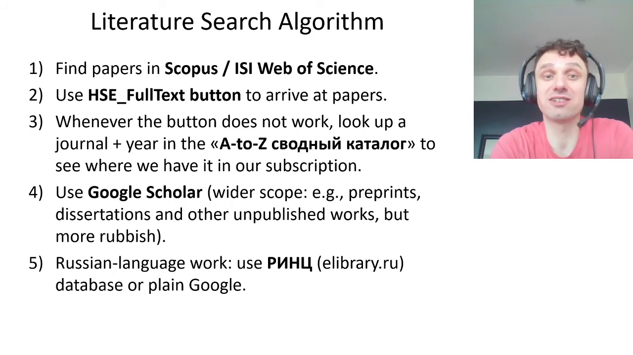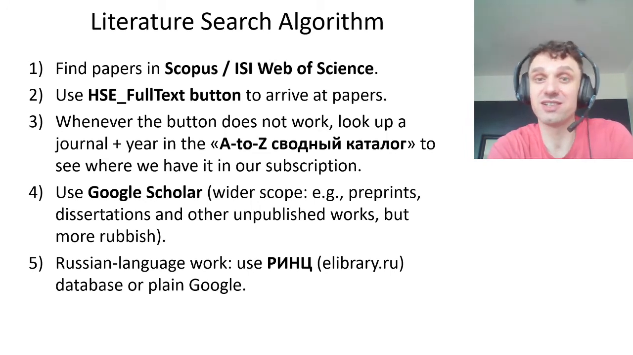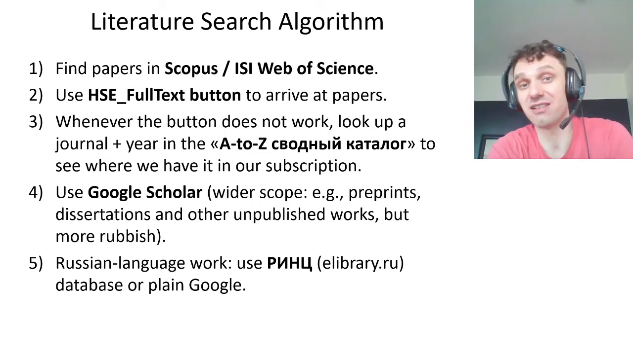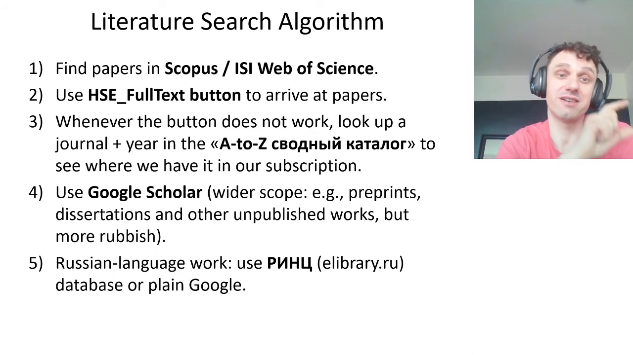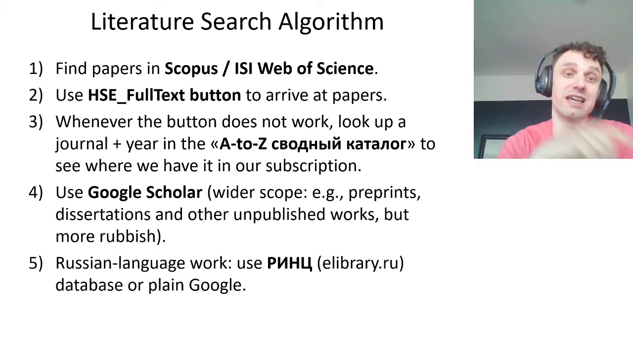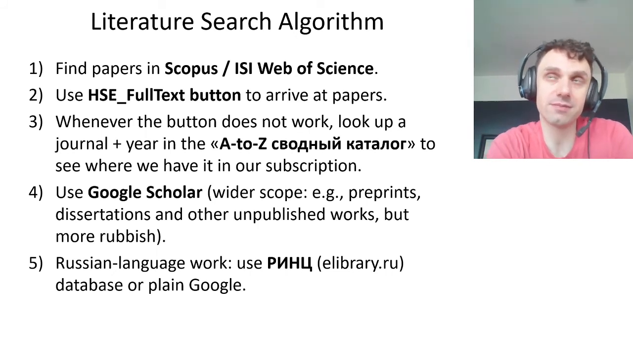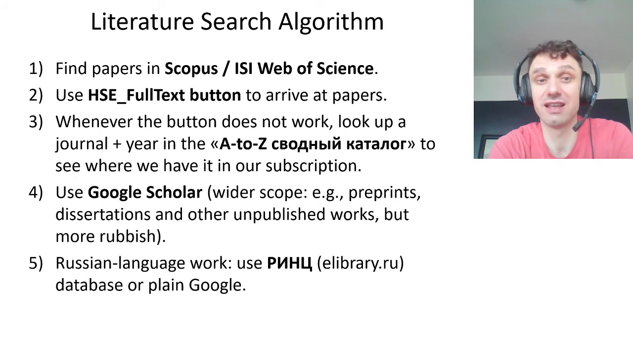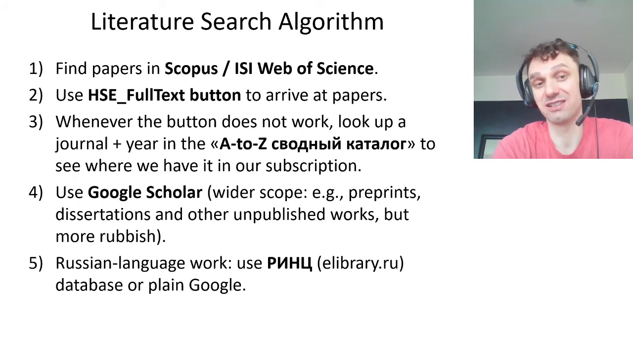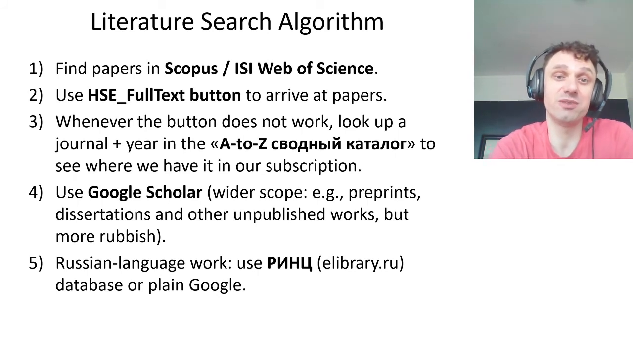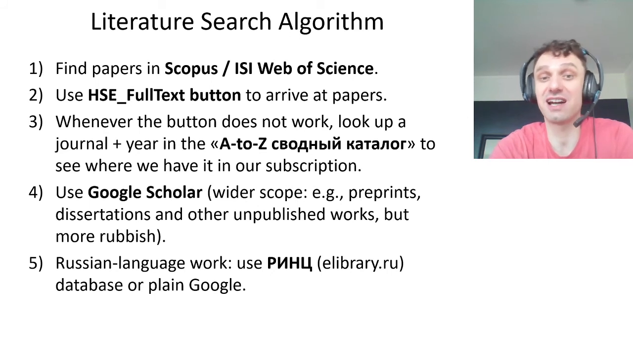One important point about Scopus is that Scopus does not contain full texts. It only contains abstracts. And based on these abstracts, you decide whether you want to read it or not. Under every abstract, there is a button called HSE full text, which leads you to this paper in our subscription. Sometimes this button does not work. Then another strategy could be to look in our library catalog. Do we really have this journal for this particular year? If we do, it's good.